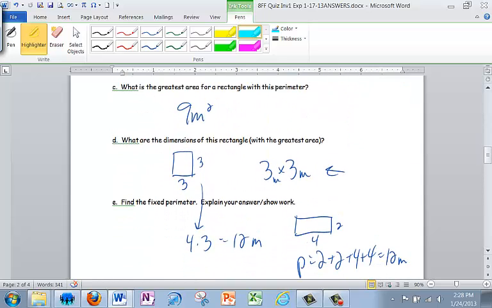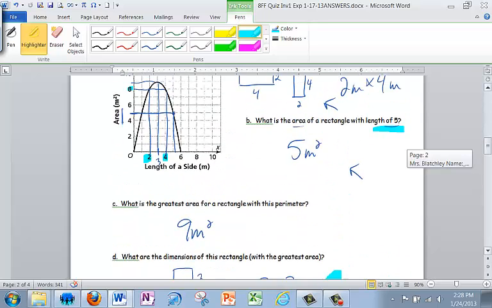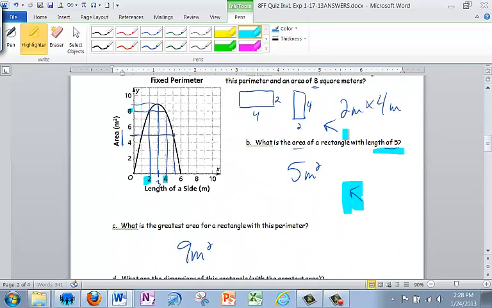When it says find fixed perimeter, remember they all have the same perimeter, so it doesn't matter which rectangle you use. You could use this one, that's what my arrows were all about. You could use this one, or you could use this one. It doesn't make any difference which one you use.